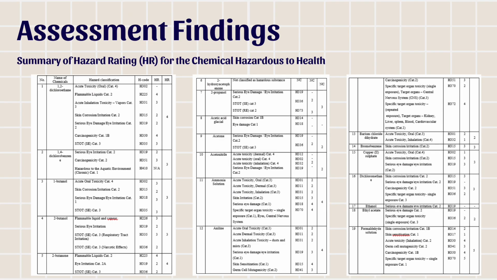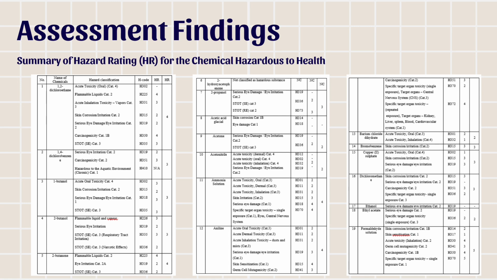Now I will present the assessment findings, beginning with the hazard ratings, or HR, for chemicals hazardous to health identified in the laboratory. A total of 40 chemicals were reviewed based on their safety data sheets, hazard classifications, and relevant health hazard statements. The hazard rating indicates the severity of health effects that a chemical may cause.